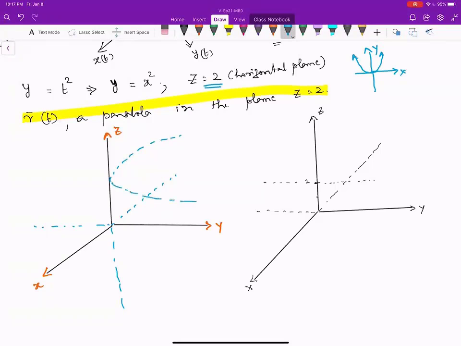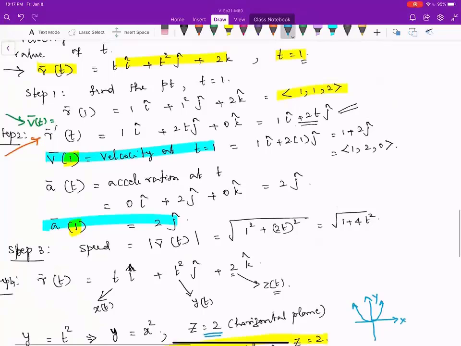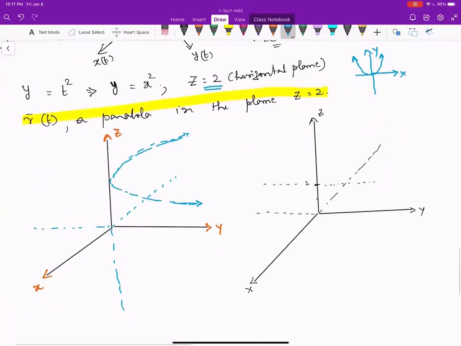So I have a parabola which is drawn in the plane z equal to 2. Every point in that plane will have the z coordinate equal to 2. I'm considering here the point corresponding to the value t equal to 1. t equal to 1 corresponds to the point 1, 1, 2. So you know how to graph that. On the x-axis, you have to go 1 unit. Parallel to the y-axis, you have to go 1 unit. Then you have to raise about 2 units. So I have a point here, which is 1, 1, 2.